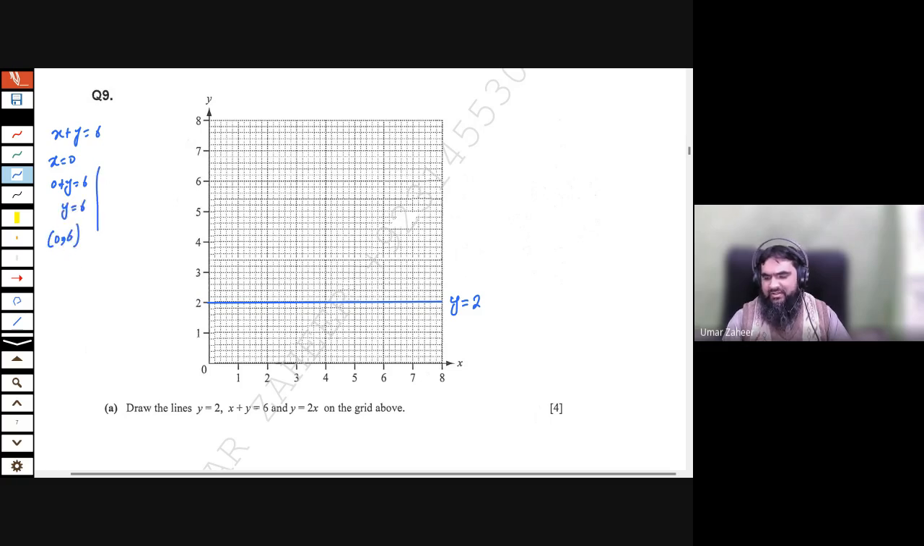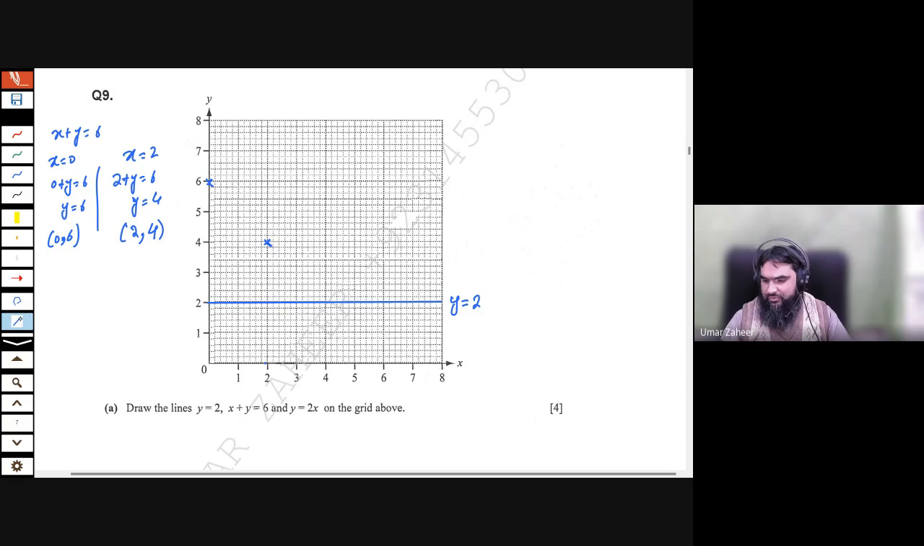Now substitute any other point. Let's say I'll just substitute x is equal to 2. So 2 plus y is equal to 6. y is equal to 6 minus 2. It will be 4. The point I'm going to get is 2 comma 4. So 2 comma 4, and x is 0, y is 6.